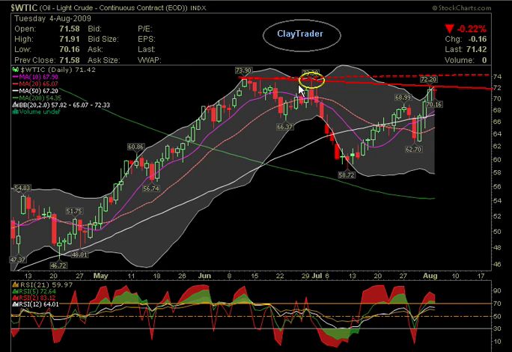Now in terms of support, our short-term support, and when I say short-term, I mean in terms of a couple weeks, is right here at $69 a barrel, which is taken from this spot right here.